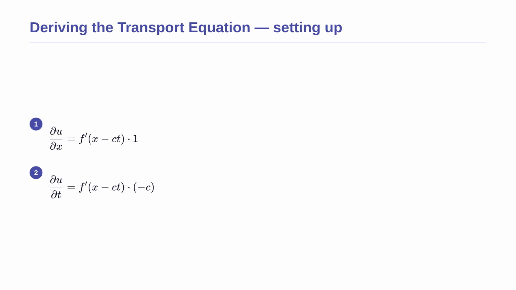Next, we find the partial derivative with respect to time t. Again applying the chain rule, we get f prime, but this time we multiply by the derivative of the inside argument with respect to t. Since x is treated as a frozen constant, the derivative is negative c.